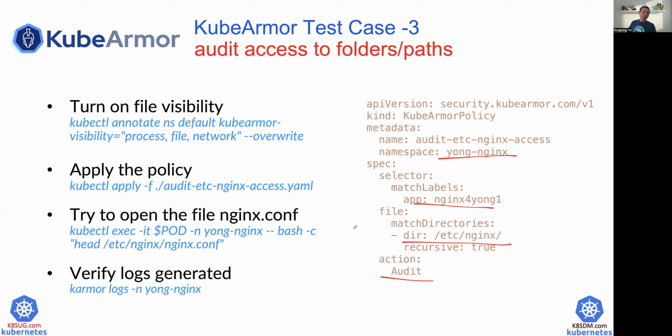The action is audit. So before you apply the policy, make sure you turn on the visibility, because by default, the file visibility wasn't turned on. Okay, so we run this command to turn on the visibility for the files. And then we apply the policy, followed by we just try to read the file from that particular folder to see if there are any audit logs generated.